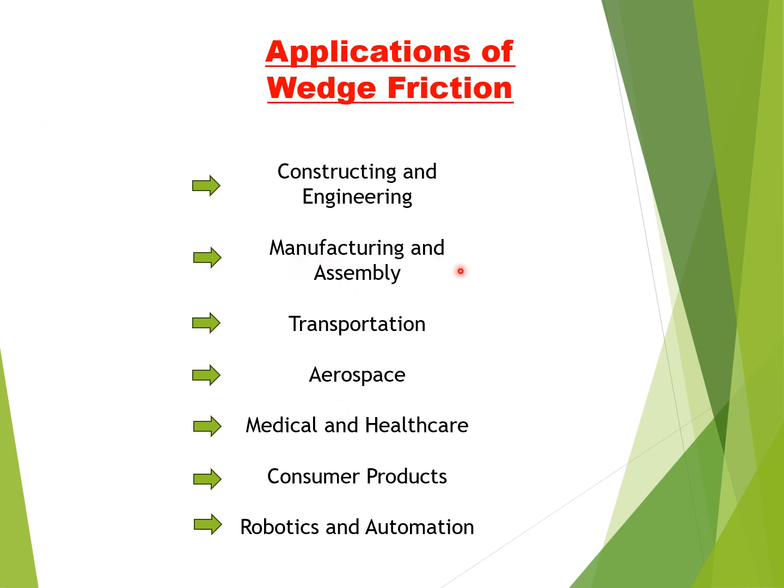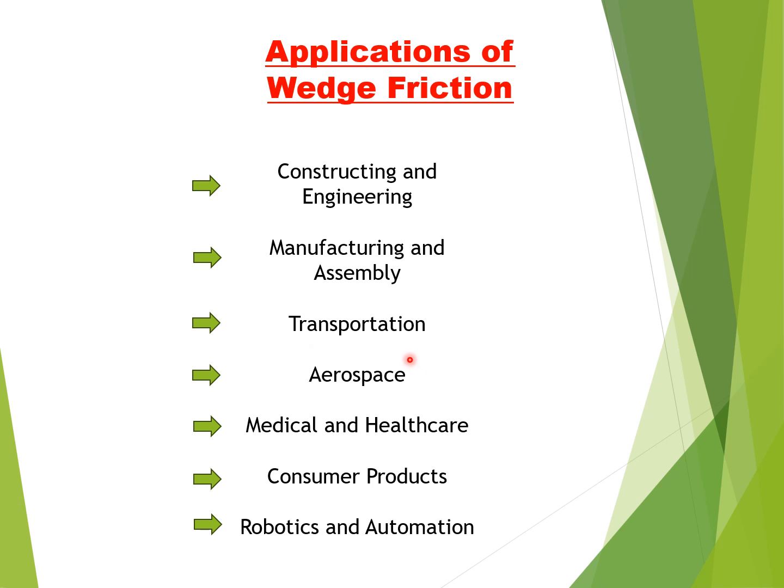Next comes manufacturing and assembly. Wedge friction is widely used in manufacturing and assembly processes because it enables precise control of force and motion, provides stability, and ensures secure connections. Clamping and fixing components: wedge friction is used in clamping mechanisms such as machine vices and jigs. For example, a wedge-shaped component is driven into place to create a high clamping force with minimal effort. Friction between the wedge and the surfaces prevents slippage, ensuring components are held securely during machining or assembly.